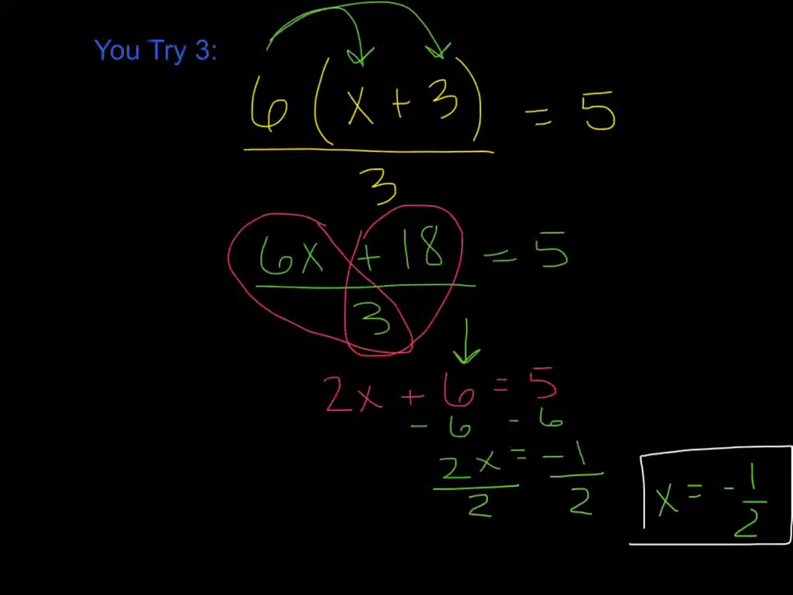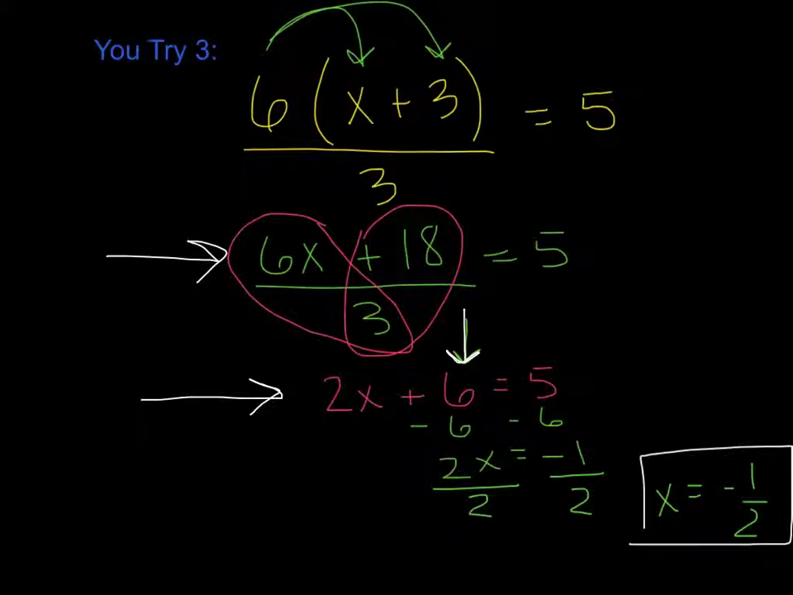You try problem number 3, which is another example where you have to distribute and divide before you have a 2-step equation. So once I distribute the 6 to every term inside the parentheses, I get 6x plus 18 divided by 3 equals 5. Then if I divide every term in the numerator by its denominator, I get 2x plus 6 equals 5. So I've identified the constant as a positive 6, so I subtracted 6 from both sides, and that left me with 2x equals -1.